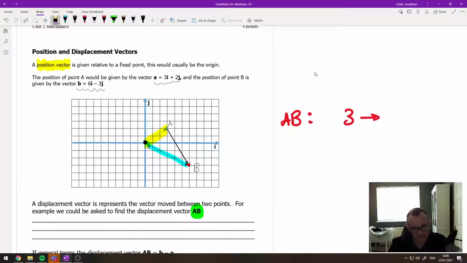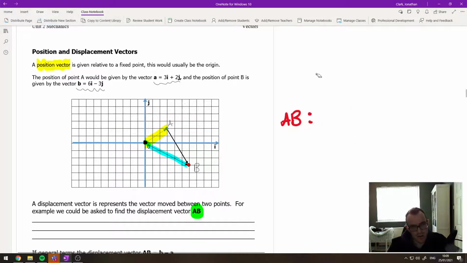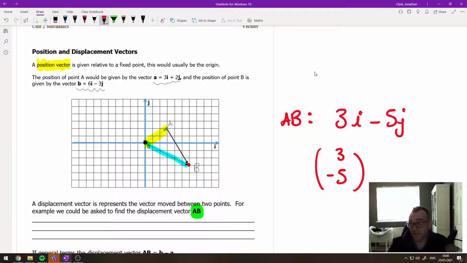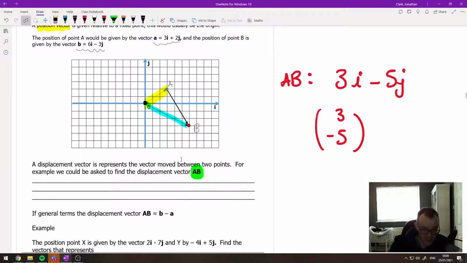If I write that as a vector, it'll be 3i take away 5j. Or if you prefer, we can get it like this, 3, minus 5 in a column. Now there's a way of properly working this out. So we don't really want to be relying on drawing a diagram every time we do this. So what we'll do instead is we'll follow this calculation here.